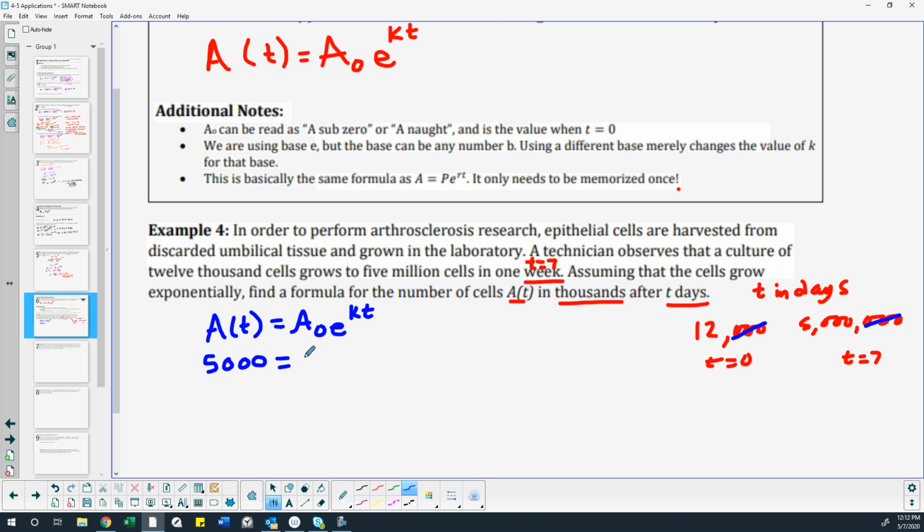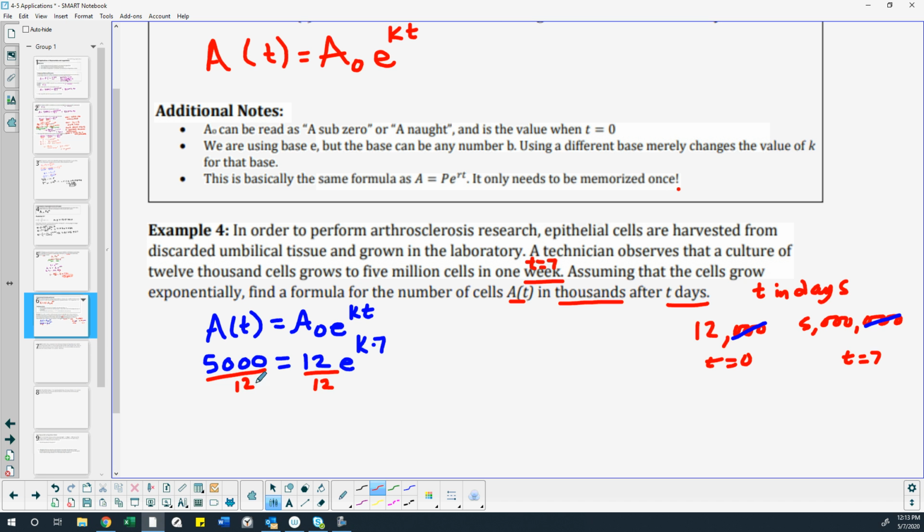Doing this in thousands, so I'm just going to write 5,000,000 instead of 5 million. And then for a sub 0, we have 12,000, so we're just going to use the 12. Everything's done in ratios anyway, so it's not a big deal. And then t is 7, so we have 7k. Okay, let's go ahead and solve this the same way we did these in our last videos with money.